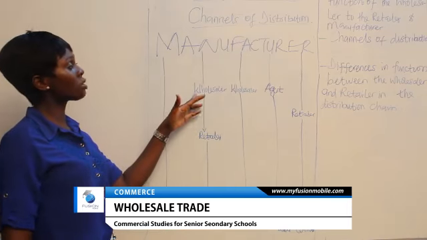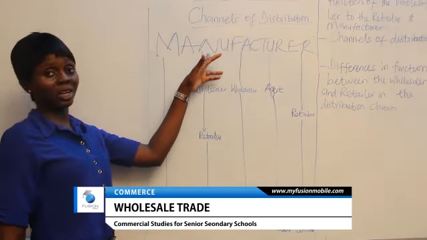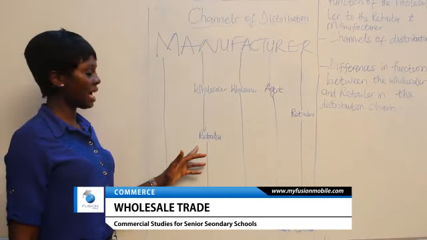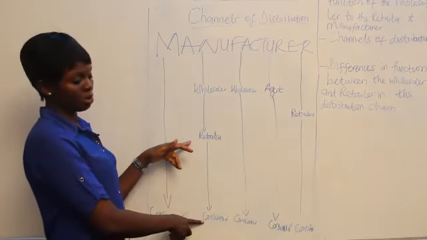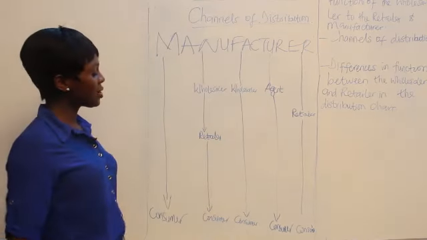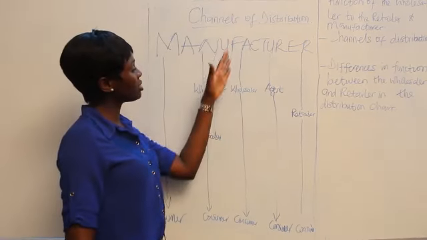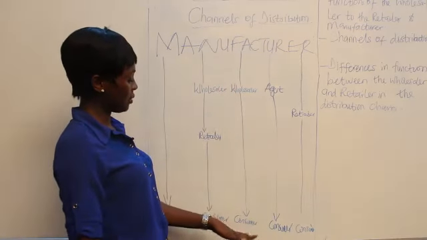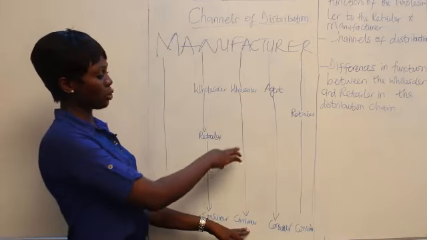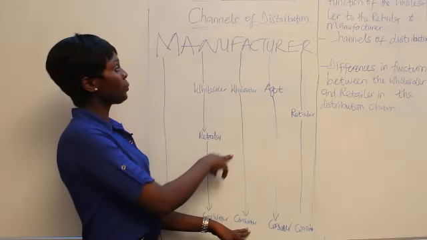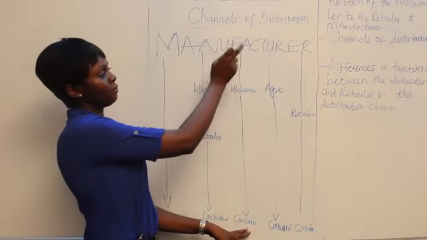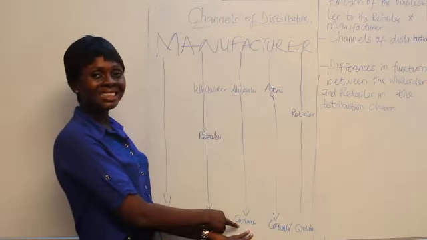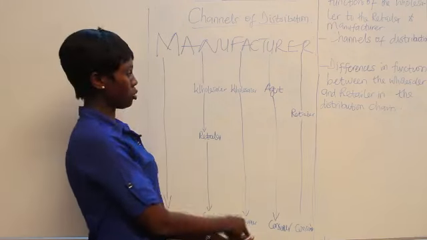You can see here the wholesaler is buying directly from the manufacturer, and the wholesaler sells to the retailer, and then the retailer now sells to the final consumer. Now, here the third channel is the wholesaler, between the manufacturer, the wholesaler, and the consumer. Here you can see we don't have the retailer here. The wholesaler is buying from the manufacturer, and the wholesaler is selling directly to the consumer.